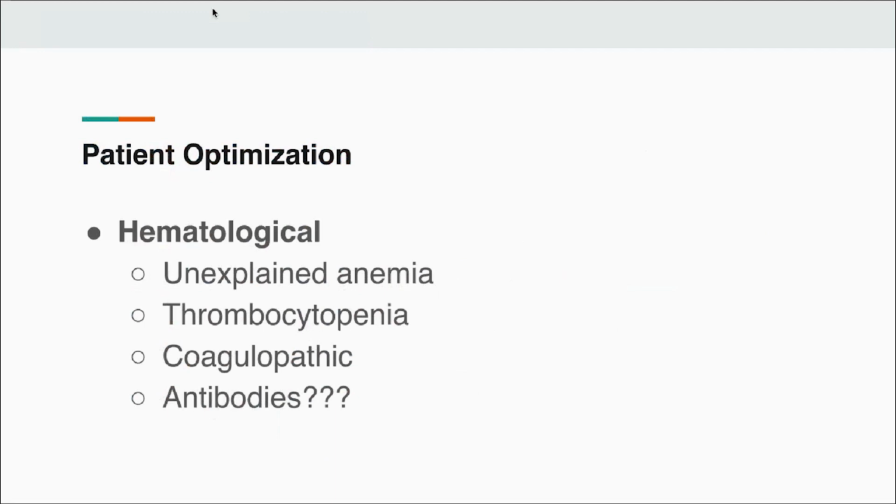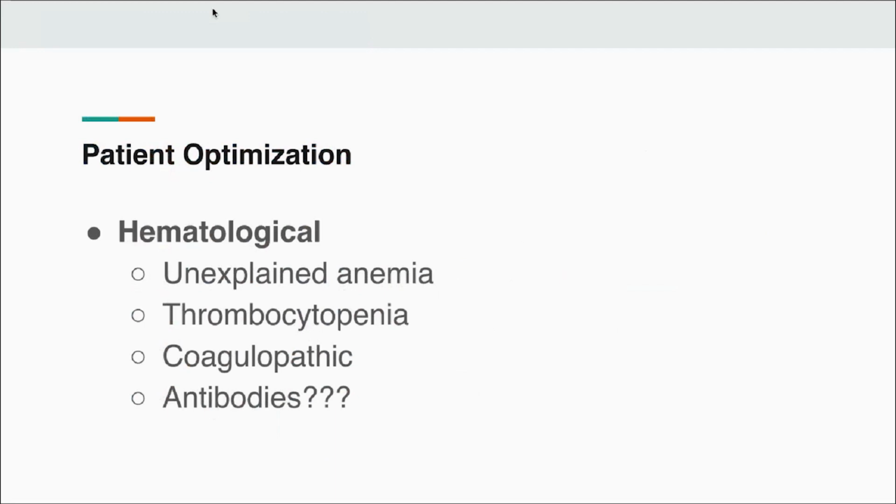The same with thrombocytopenia. It helps us understand if we'll need to order platelets or other blood products prior to the procedure, and it also will change if we're providing a neuraxial technique and the risk of bleeding or epidural hematoma. Is the patient coagulopathic? And again, do we need to order blood products to try to reverse their coagulopathy?